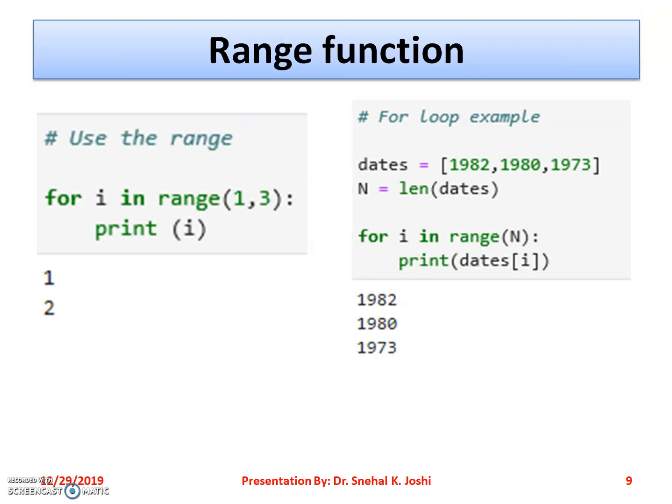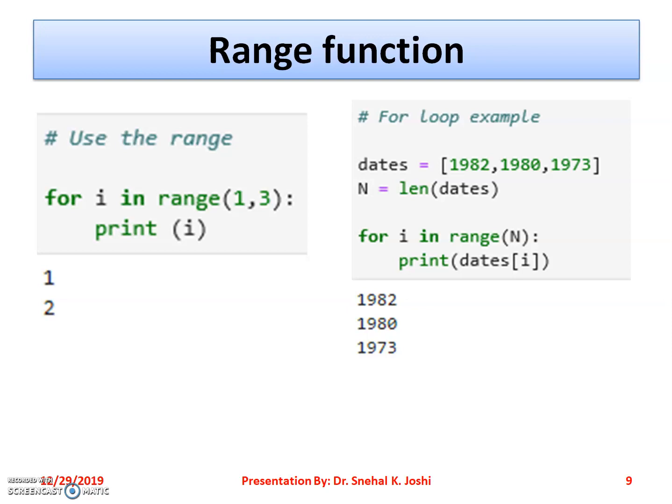Okay, before we start with the loops, we need to understand the range function first. Range is a function which generates an ordered list. Look at the example here. The range function generates a range from 1 to 3. That means the start point is 1 and the members of the range will be 1 and 2. It will not include the end point, that is 3. So it means the elements available in the list will be 1 and 2.